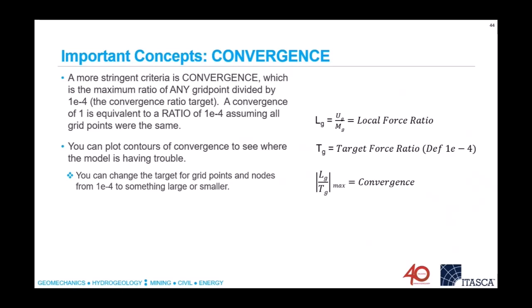So a bit more stringent criterion is what we call convergence. We actually calculate this local force ratio just locally. We don't average it for the whole model. And then we compare it to some target value, 1E minus 4, let's say. And we say that when every grid point in the model reaches that target value, essentially this unbalanced force ratio is below that value, that's when we stop. It's a bit stringent, but it allows us to come to equilibrium perfectly everywhere.